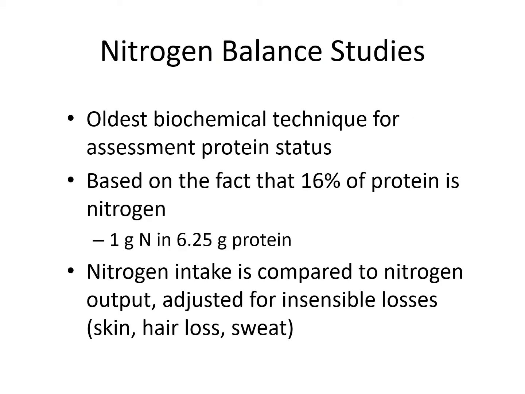So we also have our nitrogen balance studies. So this is the oldest biochemical technique for assessing protein status. Now this is based on the fact that 16% on average of protein is nitrogen. And so this translates to 1 gram of nitrogen in every 6.25 grams of protein. So nitrogen intake is then compared to nitrogen output, and then this is adjusted for insensible losses such as sloughing from the skin, hair loss, sweat, etc.